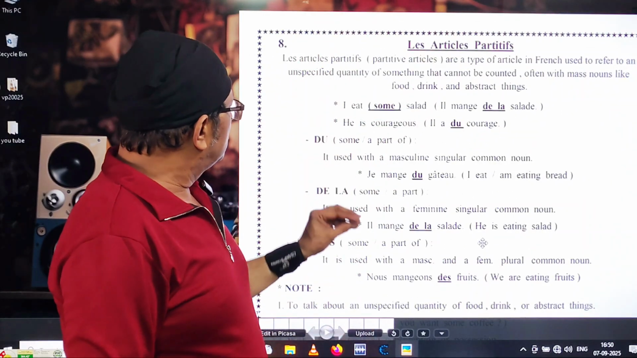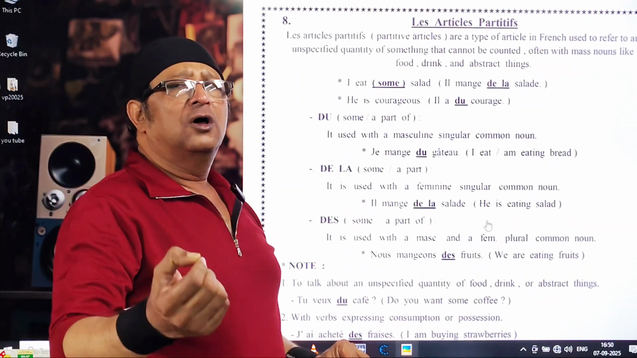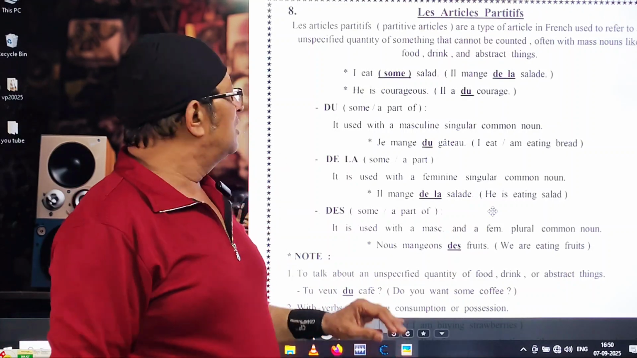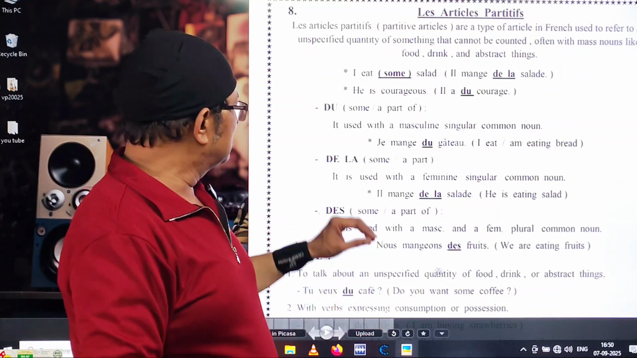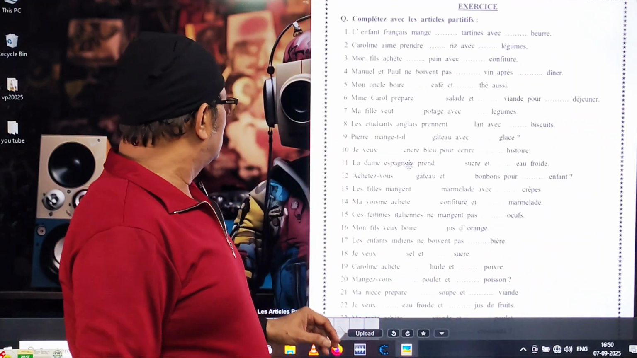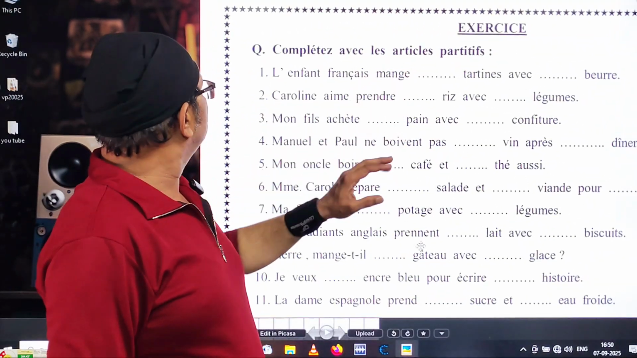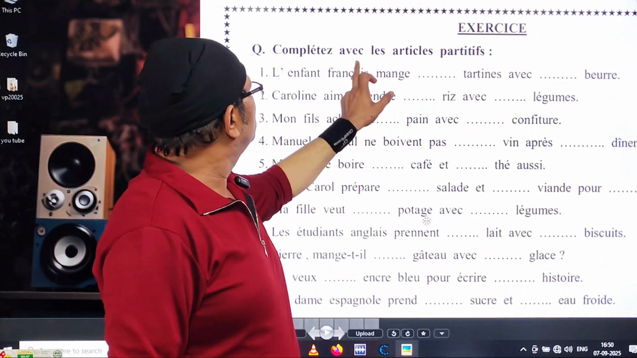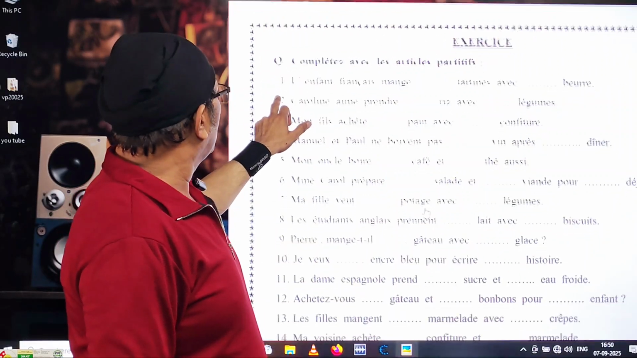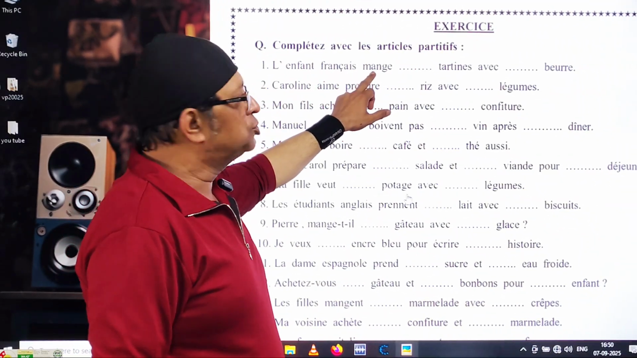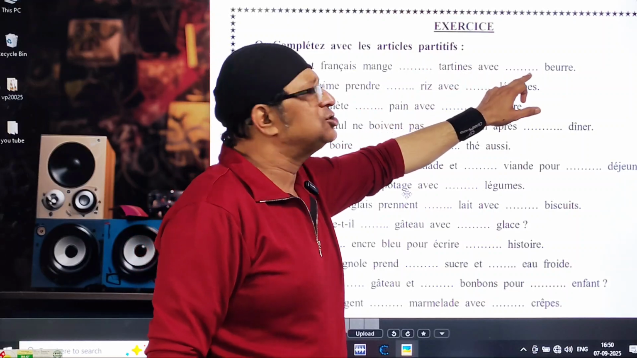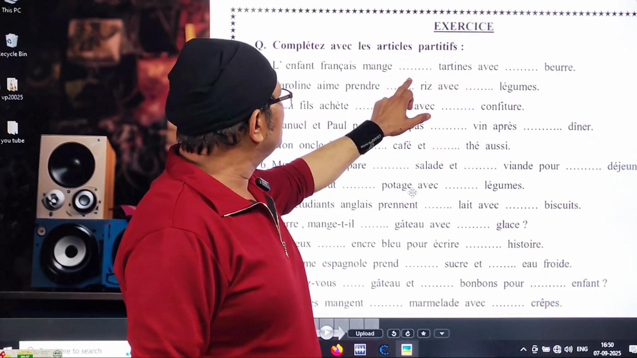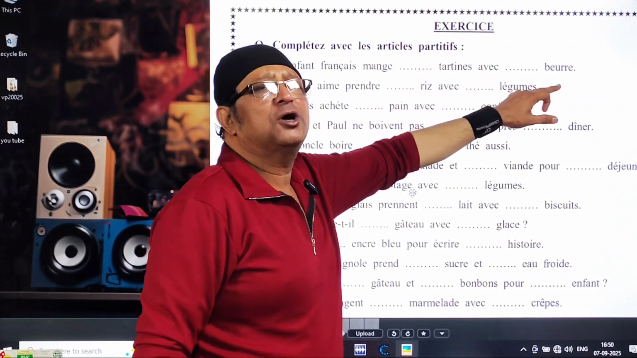Okay, so these are partitive articles. I am going to show you how to use partitive articles in an exercise. So here you can see the exercise: Complétez avec les articles partitifs. Complete the blanks with partitive articles. Numéro 1. L'enfant français mange dash tartine avec dash beurre. The French child is eating dash toast with dash butter.